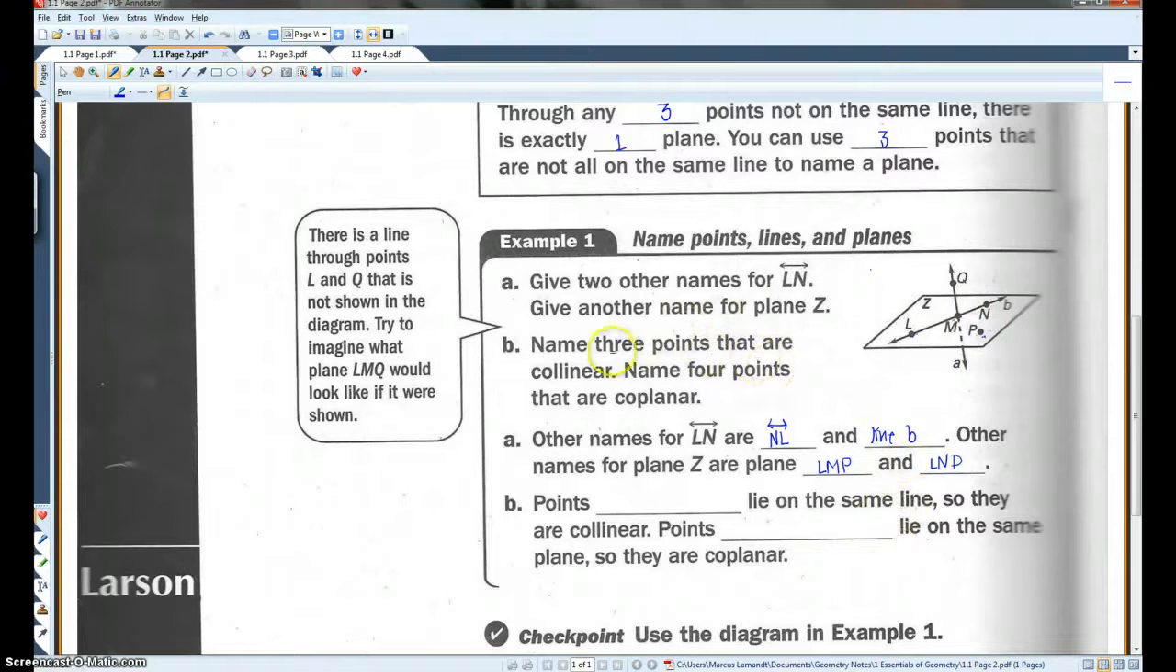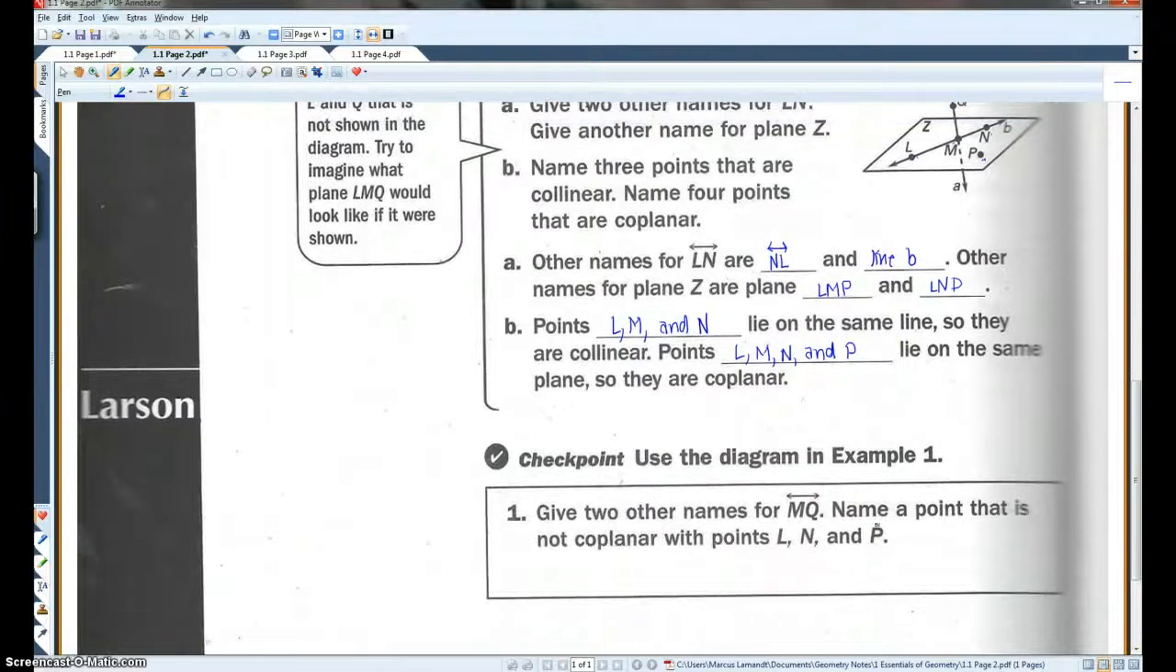Alright, part B. Name 3 points that are collinear. Name 4 points that are coplanar. Collinear means it makes a straight line. L, M, N make a straight line. Okay, so they are collinear. L, M, N, and P are all in the same plane, so that would make them coplanar.